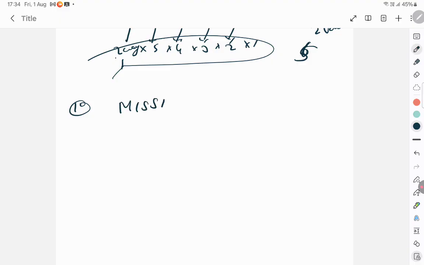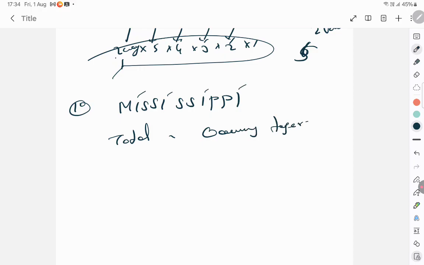Mississippi. How many distinct permutations of the word Mississippi are there where the 4 I's are not occurring together? I told you, not occurring together is total minus occurring together. And all the I's have to occur together. So we are going to treat the 4 I's as one single letter.